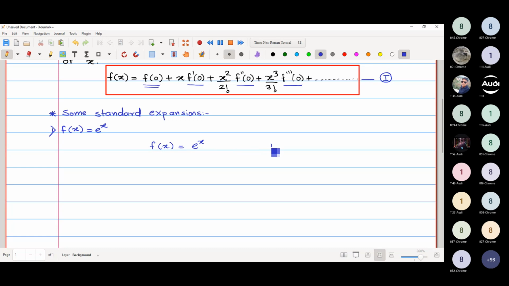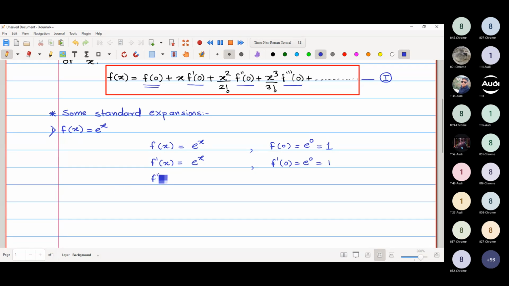Can anyone tell me what will be f of 0 then? Put 0 in place of x. Will it be e raised to 0? Will it be 1? Right? 1. Then you find the derivative of this. What is f dash of x? e to the power x. Its derivative will be the same, e to the power x only, right? Can you tell me what will be f dash of 0 then? Put the value of x as 0. Still it will be 1 only.